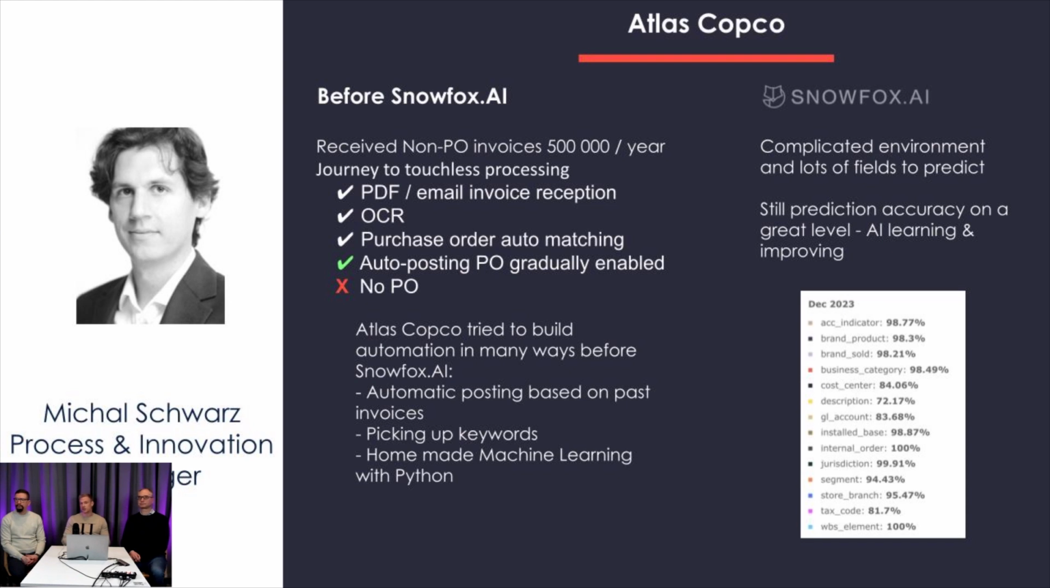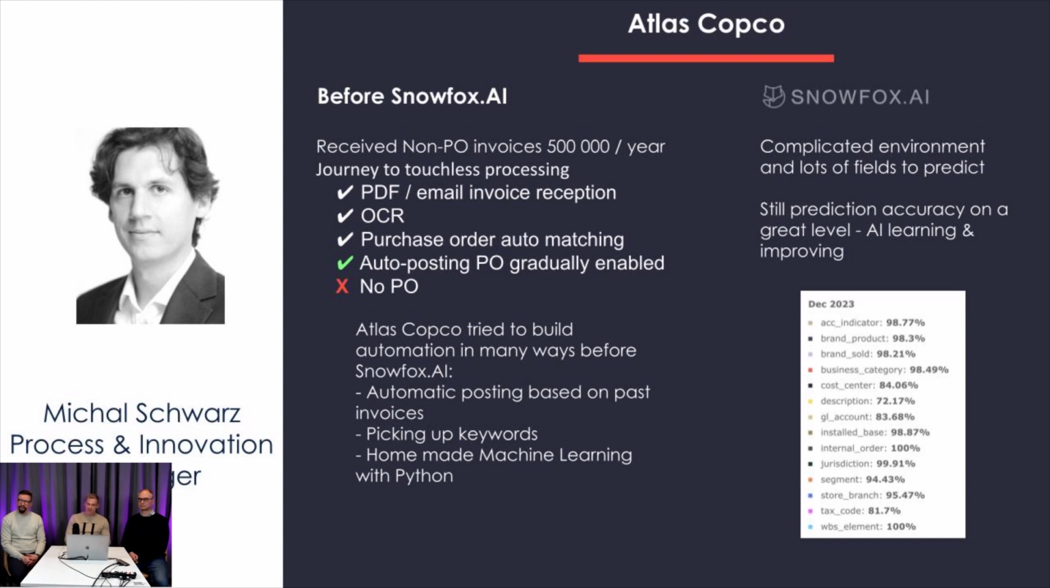So first of all, they started receiving PDF and email invoices. They implemented OCR so they can get a structured file out of invoice images. Then they implemented purchase order auto matching, and auto posting for purchase invoices was gradually enabled. But the non-PO has been a real headache for them. They are receiving roughly 50% of all the invoices as POs and 50% as non-POs. So non-POs are a really big thing for them as well.